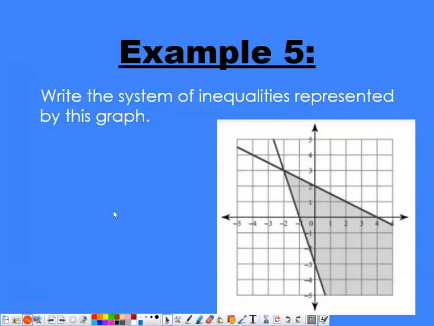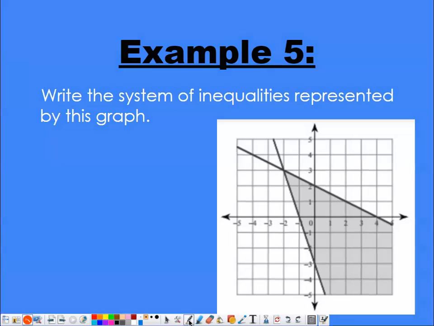Here is example 5. We have this graph. We are asked to write the system of inequalities represented. So we're just going to identify what is the slope and what's the y-intercept of each, and then correctly identify the correct inequality.